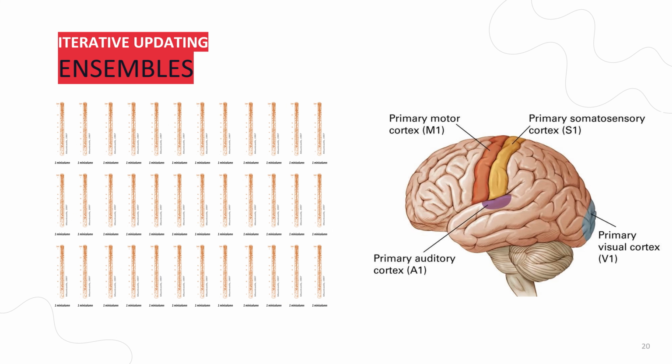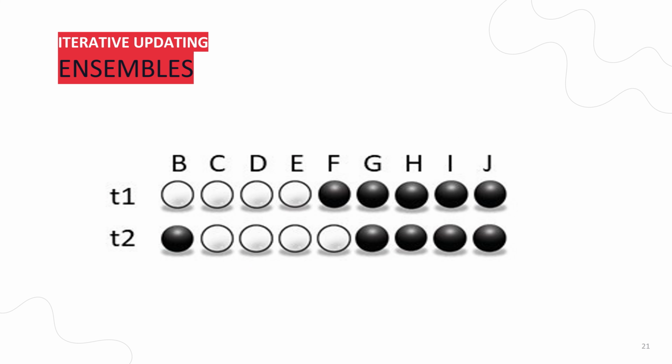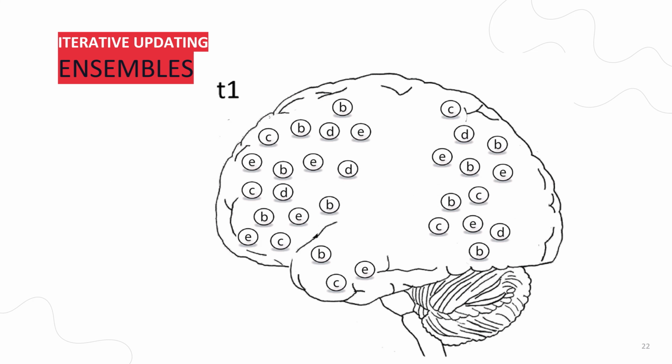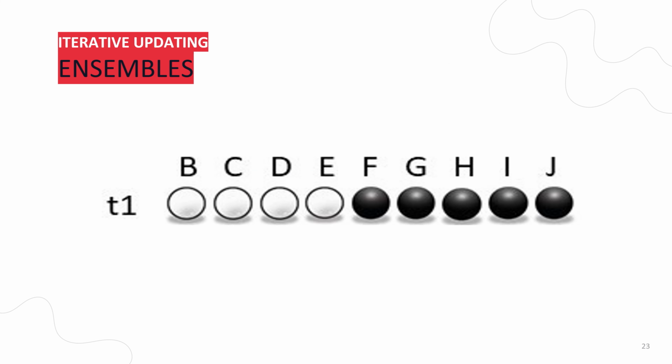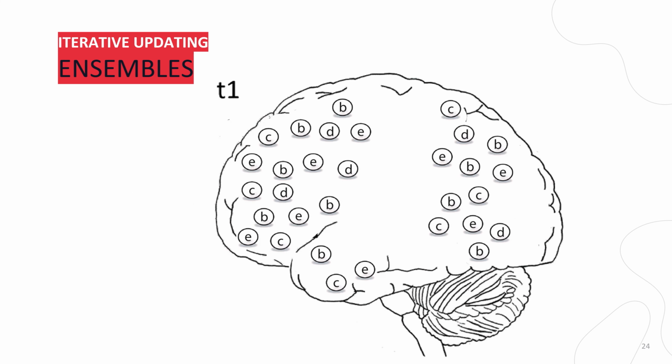Ensembles in association areas encode invariant, high-order representations, such as objects, people, places, rules, and concepts, as well as the propositions that define the nature of the relationship between these. Again, these spheres with the uppercase letters represent ensembles, and these lowercase letters are meant to represent cell assemblies. Here, ensembles B, C, D, and E are active. Here you can see that the assemblies corresponding to the ensembles for B, C, D, and E are active.